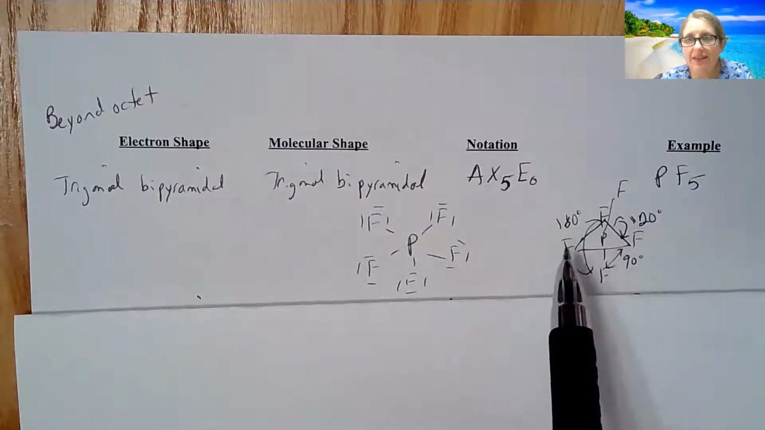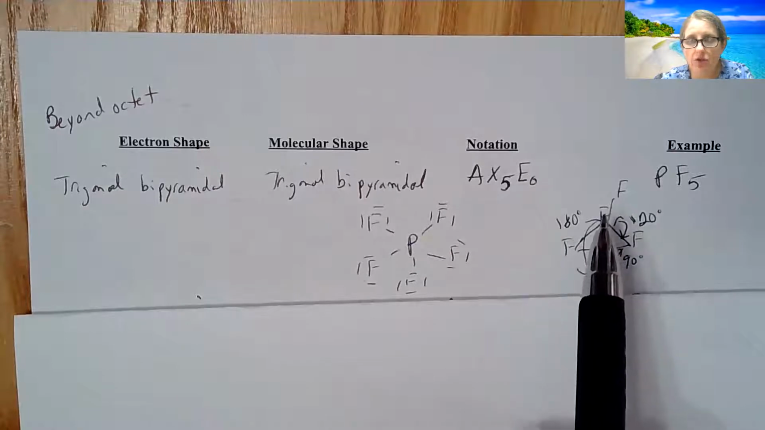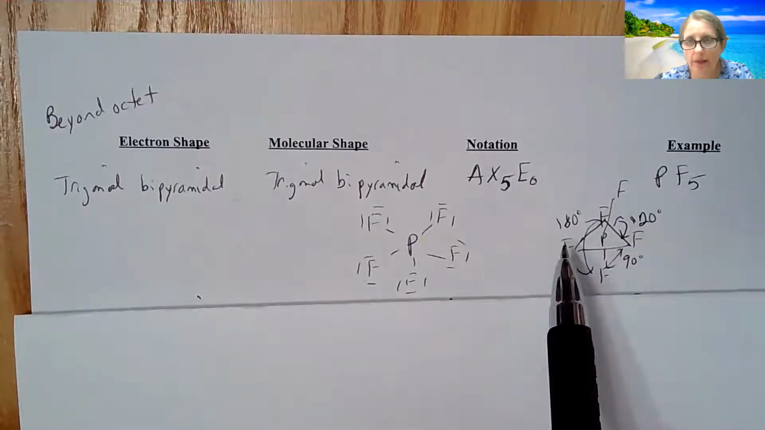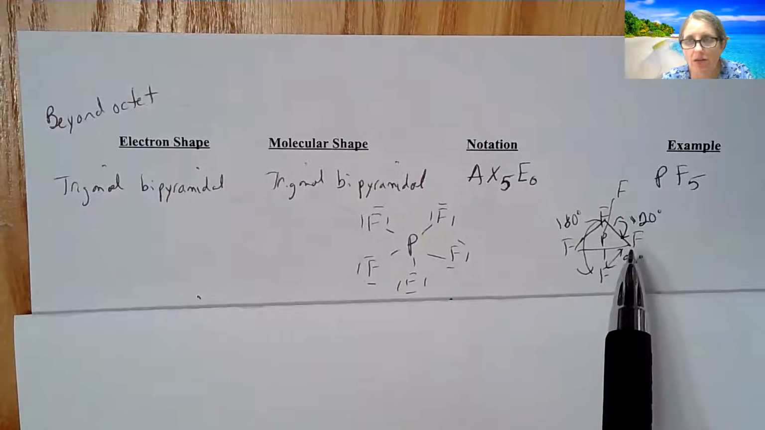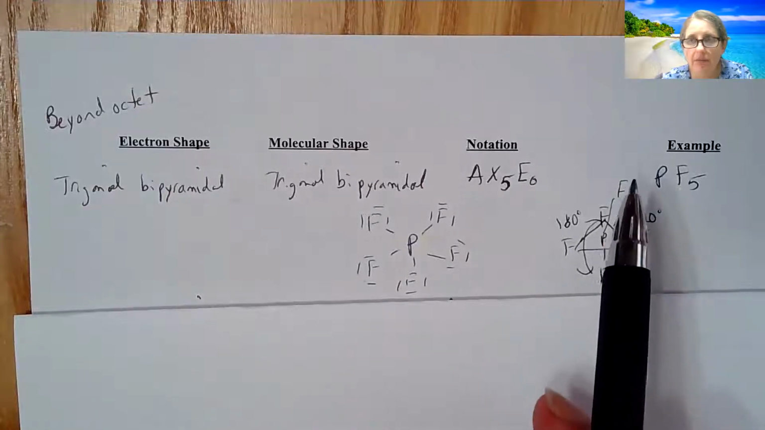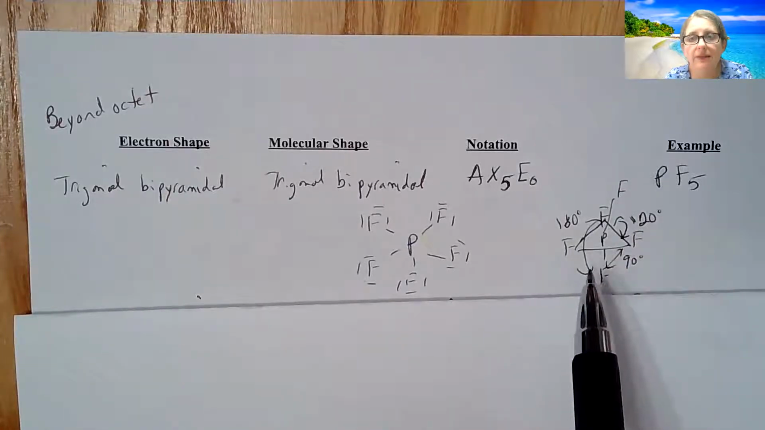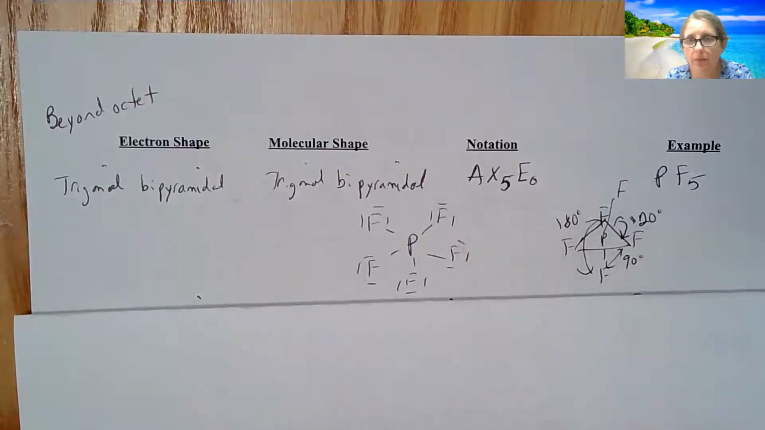Now, space-wise, what it is really is a triangle. So if you draw a triangle and put an atom on each end of the triangle, and then have something above the plane and below the plane, that is really what a trigonal bipyramidal is. Think of a triangle, trigonal. Bipyramidal means a pyramid above and below the plane.